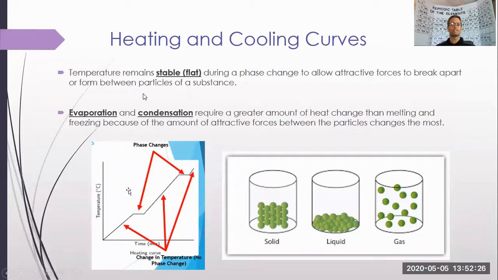So temperature remains stable or flat during a phase change to allow attractive forces to break apart or form between particles of a substance. Evaporation and condensation require a greater amount of heat change than melting and freezing because the amount of attractive forces between the particles changes the most. So evaporation and condensation require more energy than melting and freezing. And that is typically represented by a shorter line here and a longer line here to represent that greater change in energy.